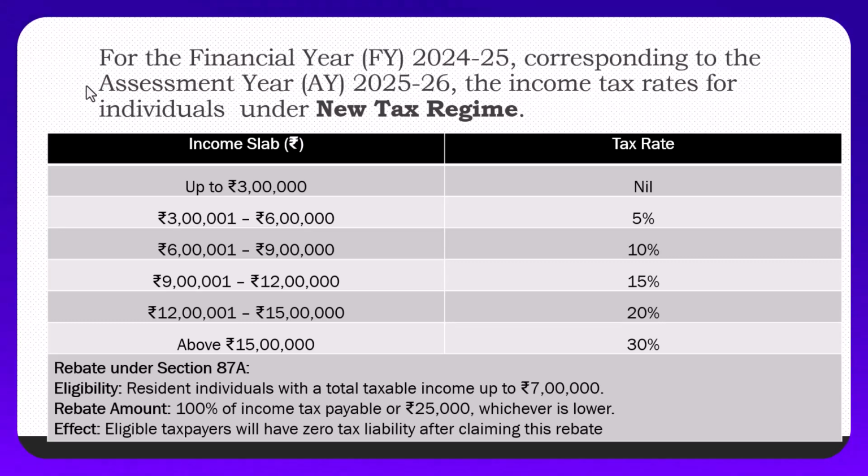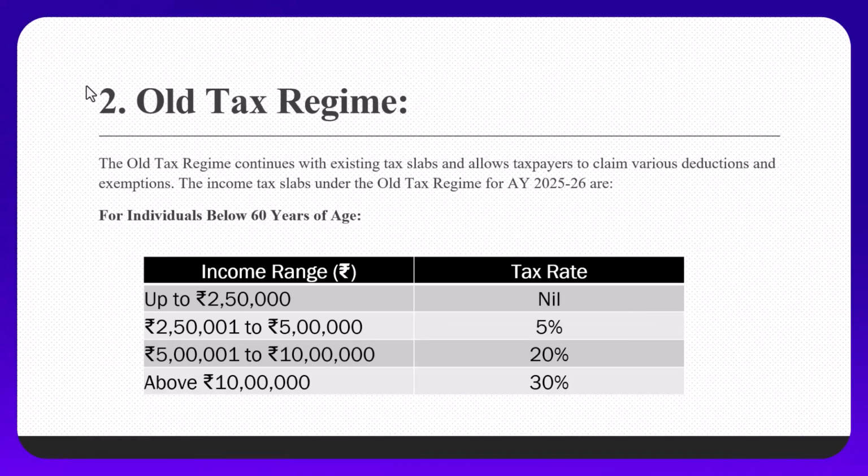Between 3 to 6 lakhs, 5%. Suppose on 3 lakhs, 5%, how much comes to 15,000? And on the additional 1 lakh, you have to pay 10%. So 15 plus 10, 25. So you get 25 deduction here. So up to 7 lakh rupees, you get an additional 25,000 rupees rebate so that you don't have to pay any tax. Next year, this figure will go up to 12 lakh rupees. Fine. So these are the slabs in India.